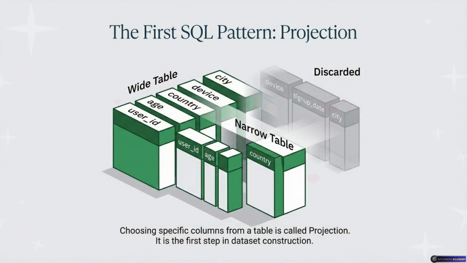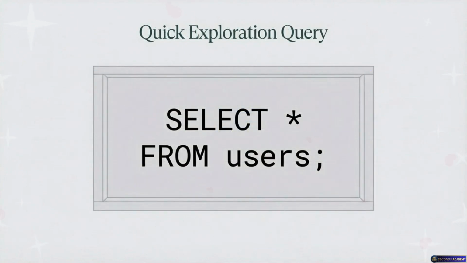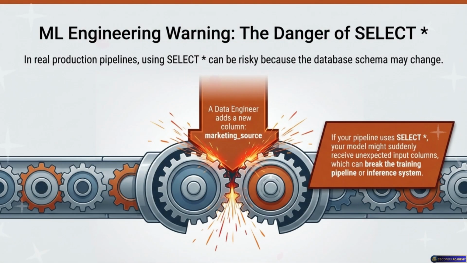Right. So before I can cleanly project 3 specific columns, I kind of need to see the whole board. And I know there's a widely used shortcut for this, the asterisk operator. Ah, yes, the select command. It is simultaneously the most useful and the absolute most dangerous tool in the SQL ecosystem.